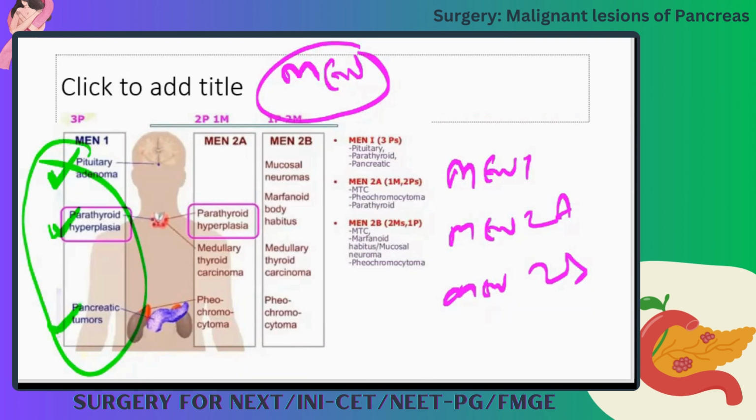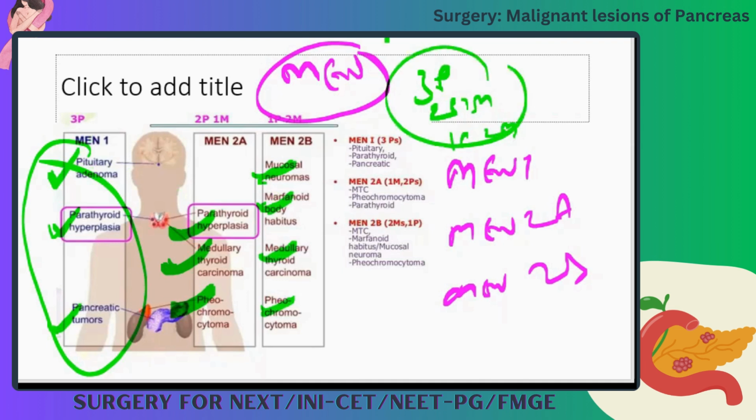In MEN 2A, there is medullary thyroid carcinoma, as I was telling on that day also, and pheochromocytoma, and parathyroid hyperplasia. In MEN 2B, there are neuromas and marfanoid body habitus, along with medullary thyroid carcinoma and pheochromocytoma.